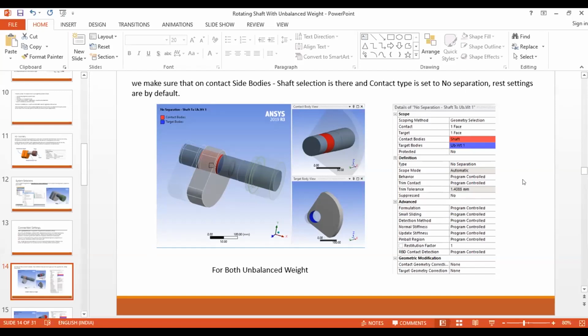In the no separation contact type, there is small sliding, but your component will stay in the same position, and ANSYS will calculate for small sliding. So always make sure that you do not get any bonded type connection. You will get no separation, and a frictionless or frictional connection. You will not get any bonded type connection.